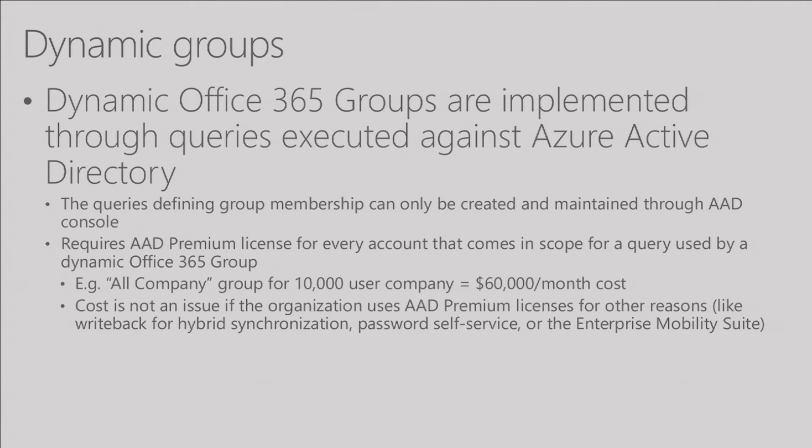So imagine the scenario. I go and I create a dynamic group for the entire company. And the scope of that query is 10,000 accounts. I have just created a potential liability for myself of $60,000 a month. This is $6 a user for AAD Premium. So you may want to think about that.